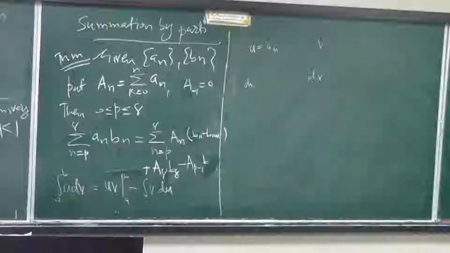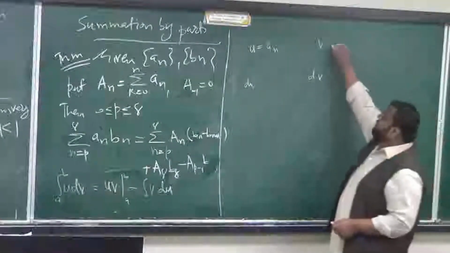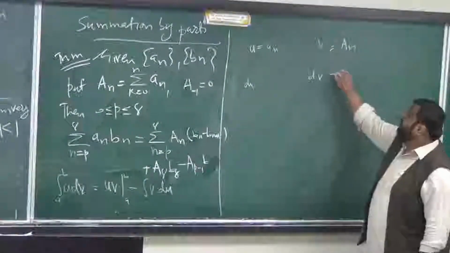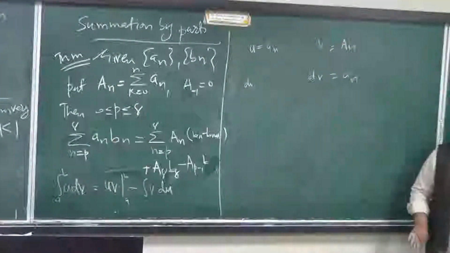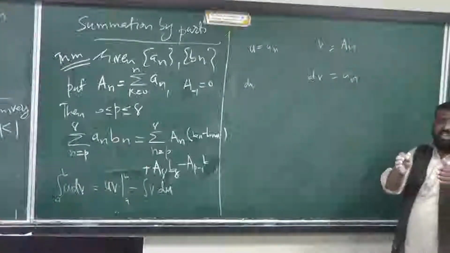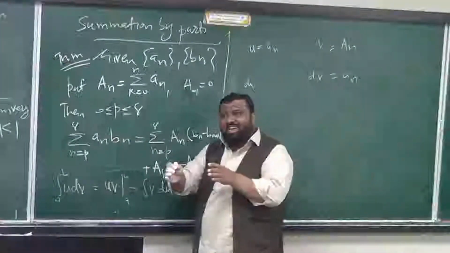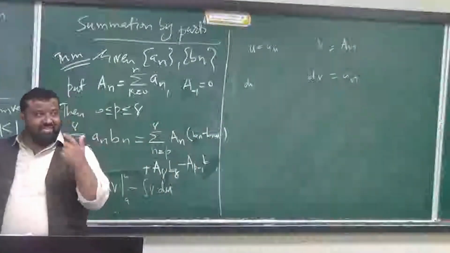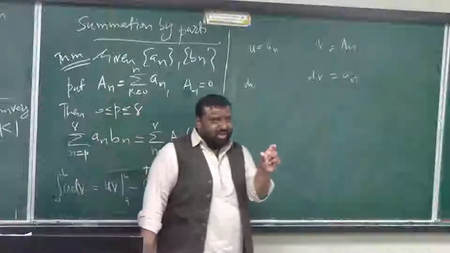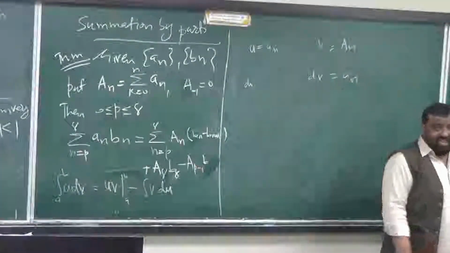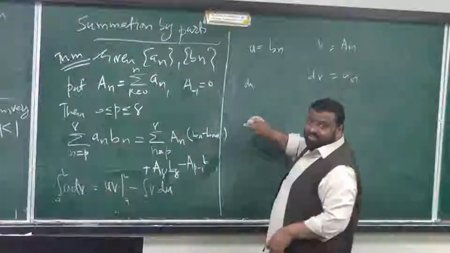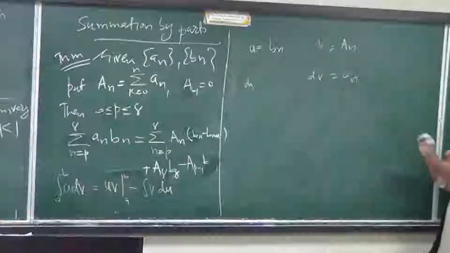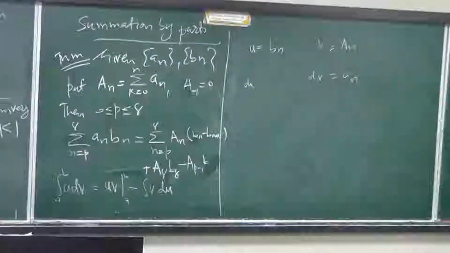Let's take V to be capital A. What is going to be the DV then? DV is going to be small a n. Just think about it. You are taking A n plus 1 and A n, you take the difference, and you're going to have small a n. Now DV is going to be A n, and for U, I don't have any option then. It's B n. And DU is going to be B n plus 1 minus B n, roughly.